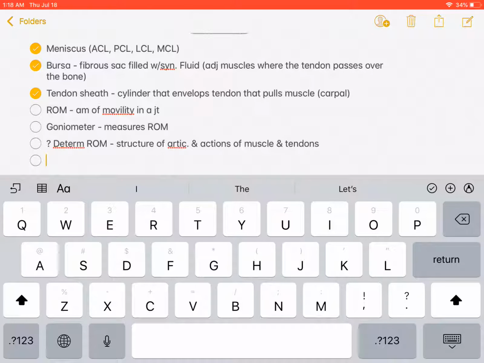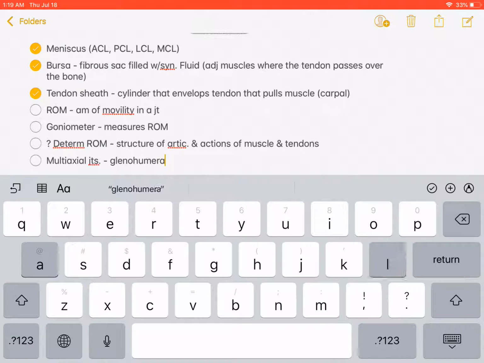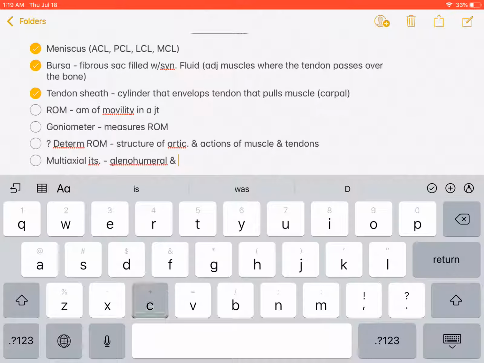Which two joints are multi-axial? Multi-axial joints move on different planes or on different axes. So it can move on the sagittal plane or on the coronal or the transverse. Just think about shoulder movement, think about your hips. Here they are: your glenohumeral and your coxal joint.